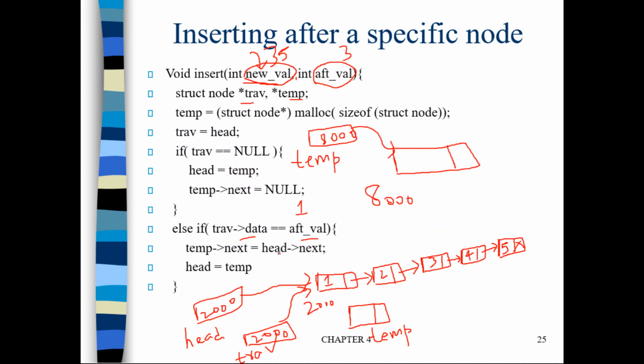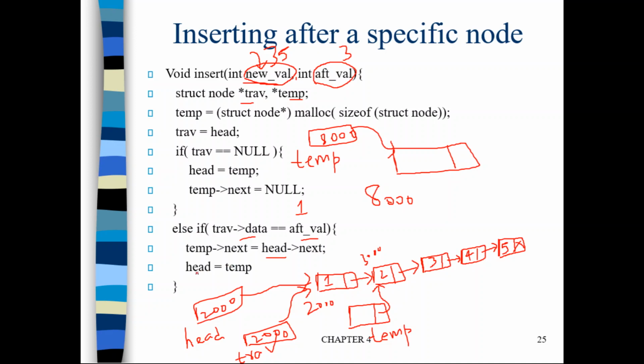So temp arrow next is equal to head arrow next. Instead of head you can also use traverse, because both head and traverse are pointing to the first node only. Head is pointing here, and head arrow next is this node, meaning its starting address. If its starting address is 3000, then temp arrow next will point to 3000, so it will point here. Now temp arrow next and head arrow next are both pointing to the second node, but actually head arrow next should point to temp.